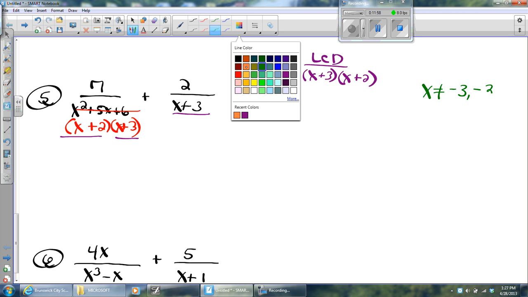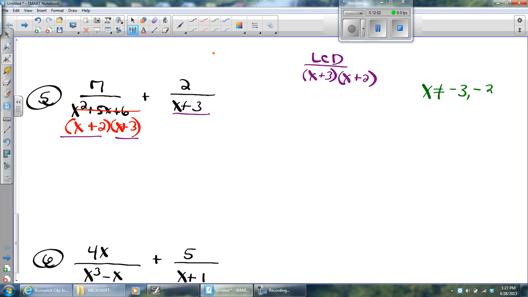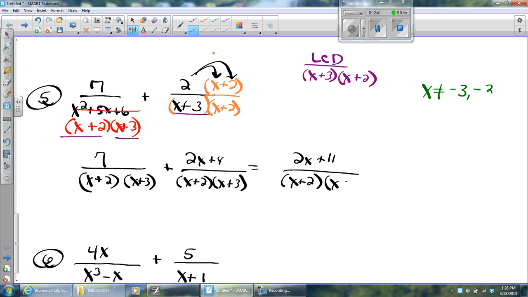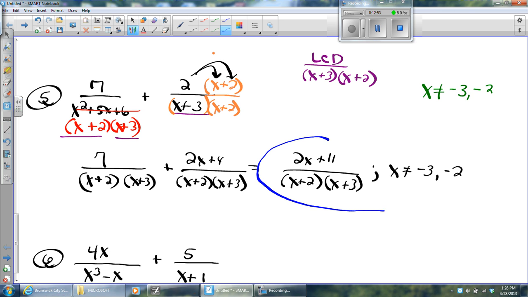Now, I see that the first fraction has the LCD. The second fraction needs to be multiplied by an x plus 2. Right? And so I'll have 7 over the LCD. And then I'm going to distribute here and get 2x plus 4 over x plus 2, x plus 3. And now I'll combine my like terms. 2x plus 11 over x plus 2, x plus 3. That, of course, is true when x does not equal -3 or -2. Okay. Were those numbers, we wouldn't be able to do this problem.